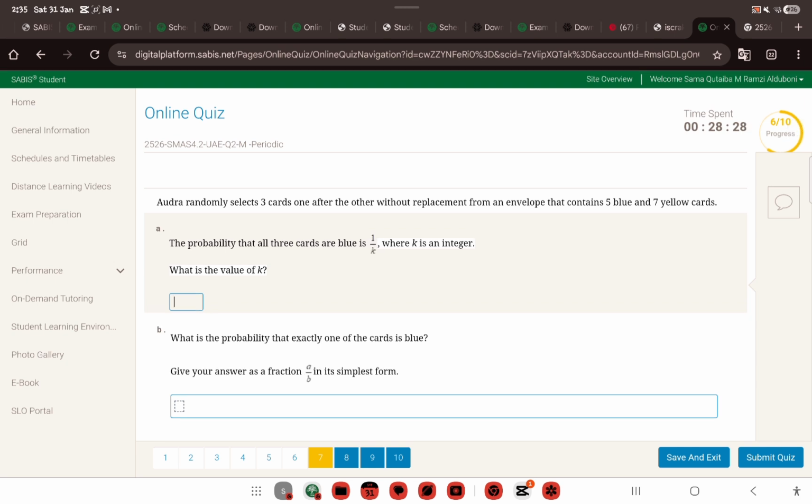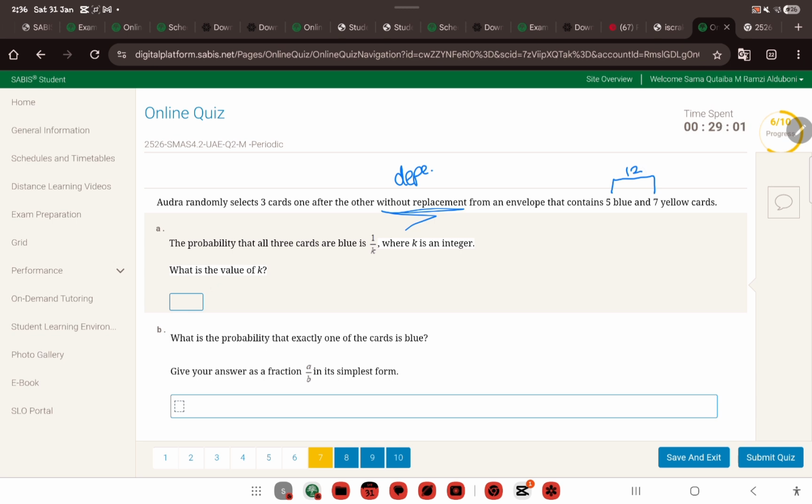Audra randomly selects 3 cards, one after the other without replacement. If they say without replacement, it means that the events are dependent. That means one probability affects the next probability. From an envelope that contains 5 blue and 7 yellow cards. So the total number of cards is 5 plus 7, which is 12. The probability that all 3 cards are blue.